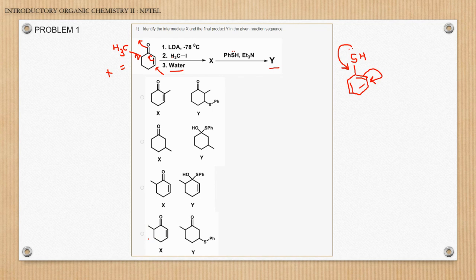So now tell me which is the correct option. Last option. So the last option will be the correct one. So X is equal to this and Y is equal to this. Is it clear to all of you how it is going to form? If it is clear, then I'm moving towards problem number 2. If anyone has any query, please ask right now.